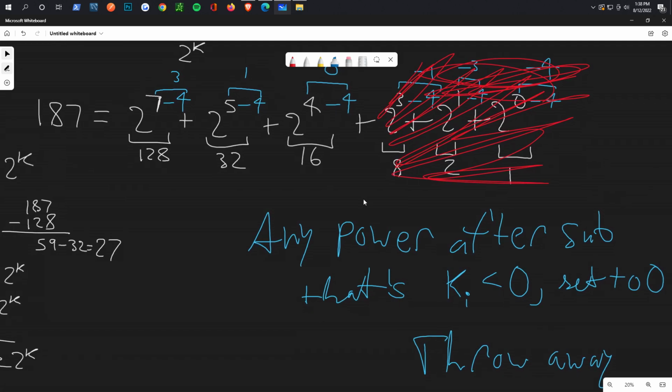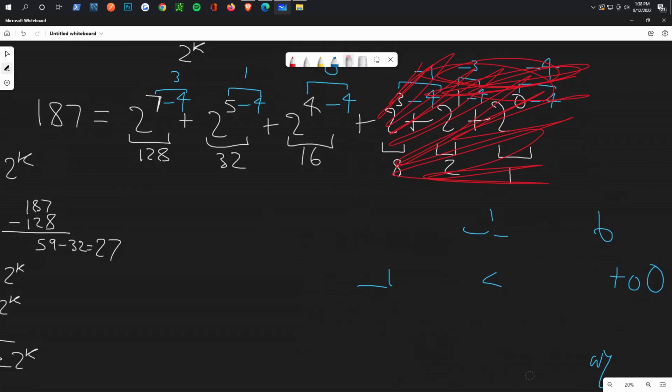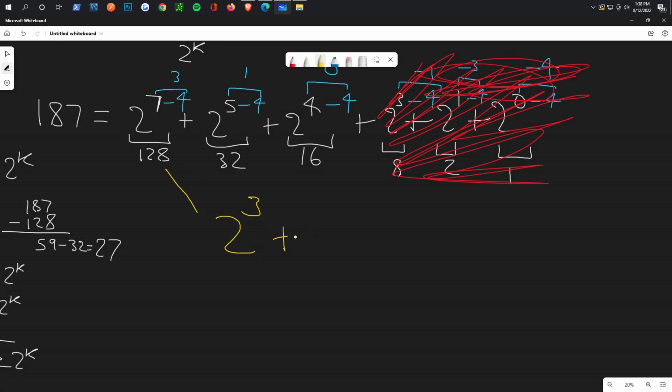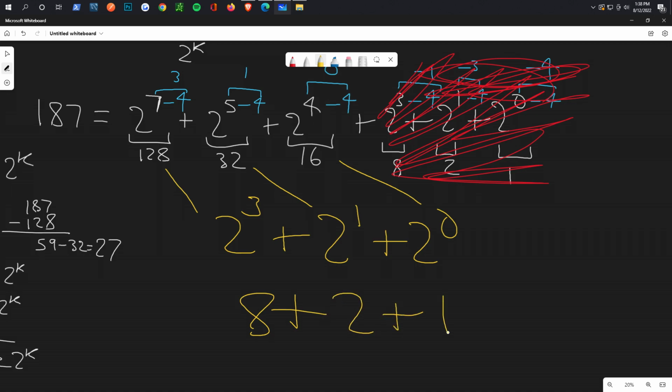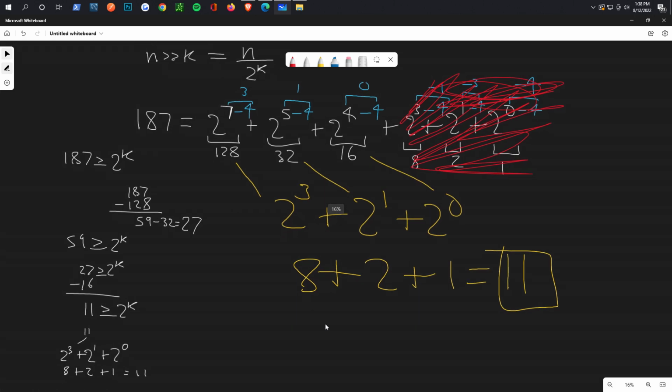And now at this point, what you're going to end up doing is just taking the sum of what's left over. So now we have 2 to the 3 plus 2 to the 1 plus 2 to the 0. And that's just going to be 8 plus 2 plus 1, which is 11. And this is going to be the result.